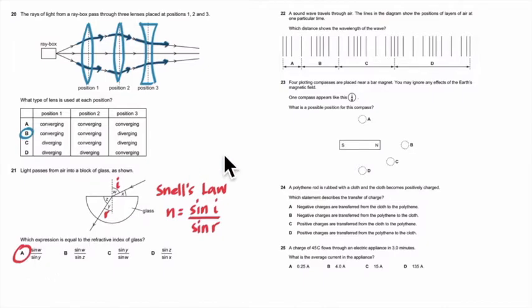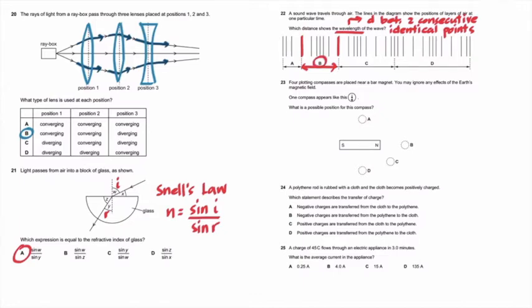Here, we know that wavelength is the distance between two consecutive identical points in a wave. In the diagram, you should see that this part is identical to this part, and they are consecutive. Therefore, this is the wavelength, option B.